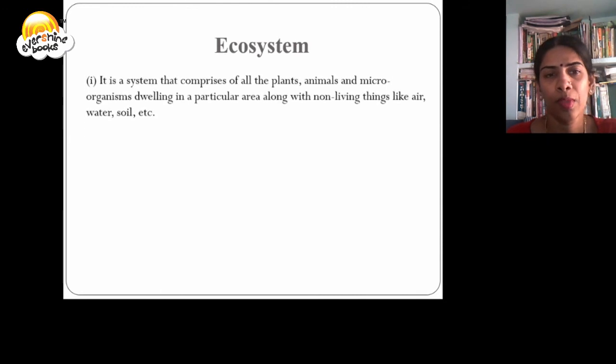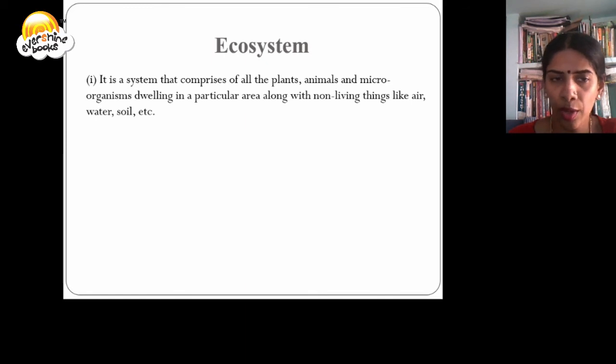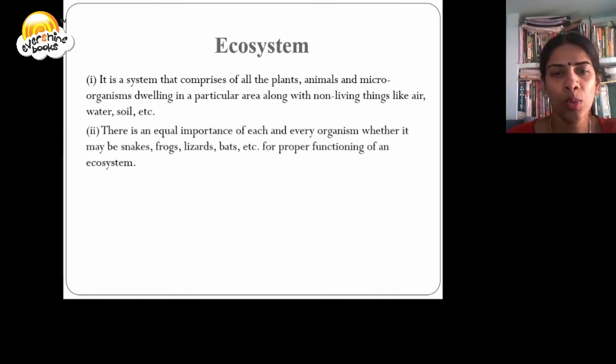Ecosystem. It is a system that consists of all plants, animals, microbes living in a particular area along with the non-living things like air, water, soil, etc. There is equal importance of each and every organism, whether it may be a snake, frog, lizard, bat, etc. for proper functioning of the ecosystem. For the functioning of the ecosystem, all organisms must be given equal importance.